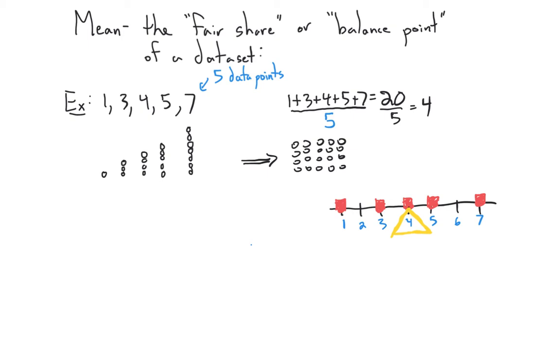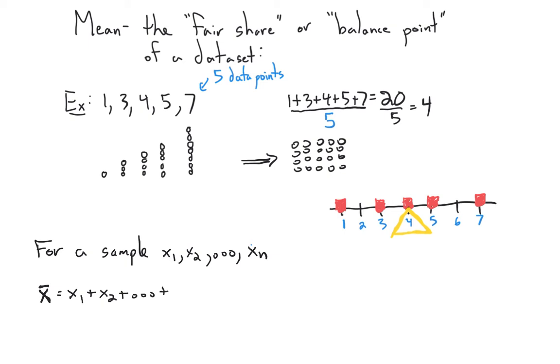And just some notation here. For a sample, let's call the sample x1, x2, all the way up to, let's say there's n members of our sample. We use the notation x bar, an x with a bar over it, to mean the mean. And that's just the sum of all of our data points, our n data points, we add them together, and we divide by the number of data points.